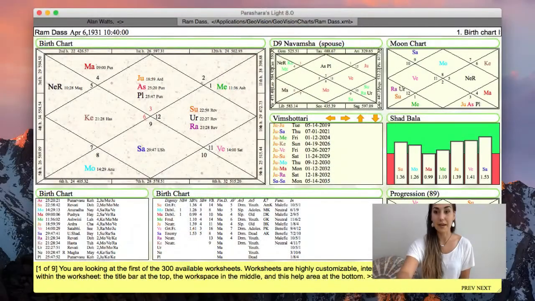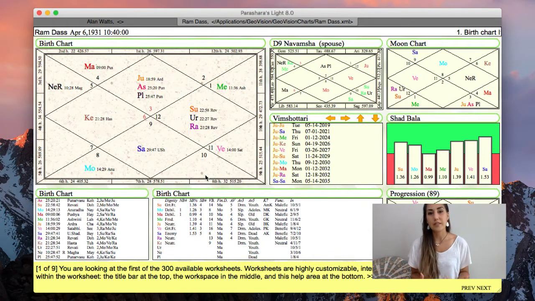And so these are the charts that we are going to be using today. We're going to be talking about aspects. So here is the chart of Ram Dass. And so earlier I mentioned that every planet in Vedic astrology has a 7th aspect. So every single planet is going to aspect 7 houses from itself.